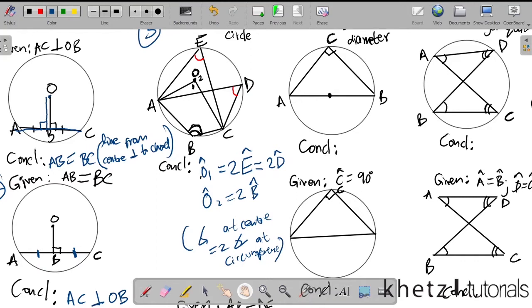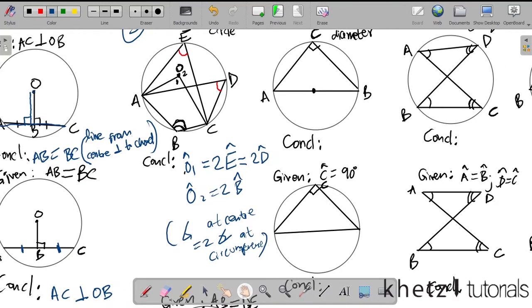So you have a center O, and you have O1 and O2, and O1 is equal to twice the value of E, and O1 is also equal to twice the value of D, right?